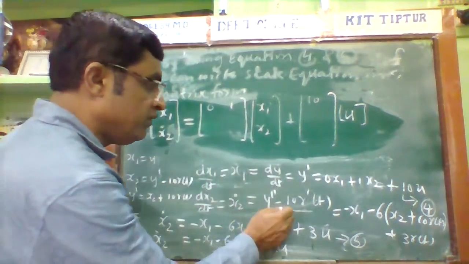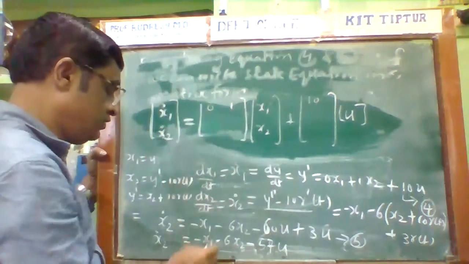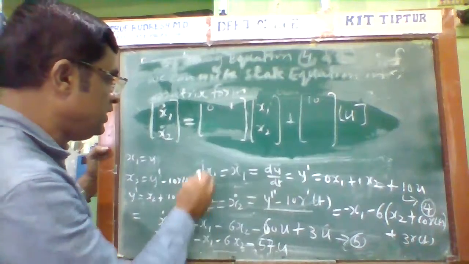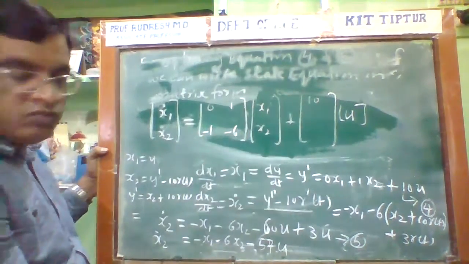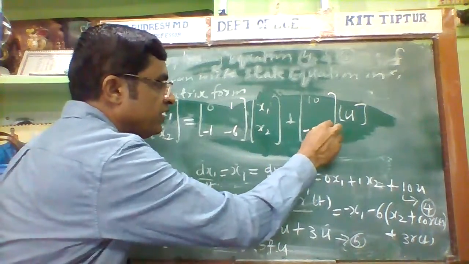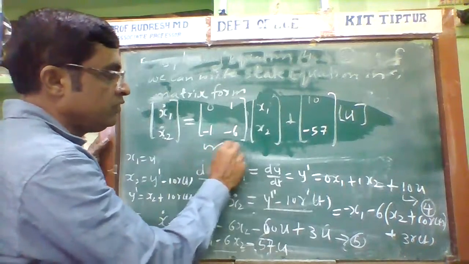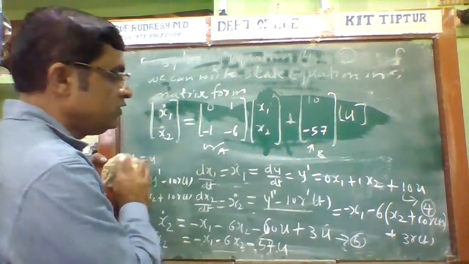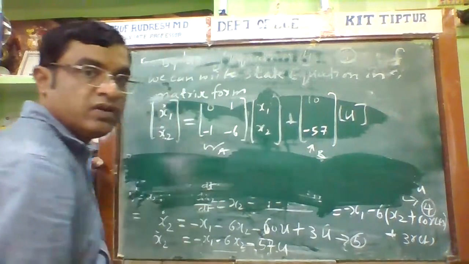From equation 5, what is x2 dot equal to? What is the value? Minus 1, minus 6, minus 57. Now this is the system matrix, the A matrix, and this is the B matrix. So now this is the state equation of the system.